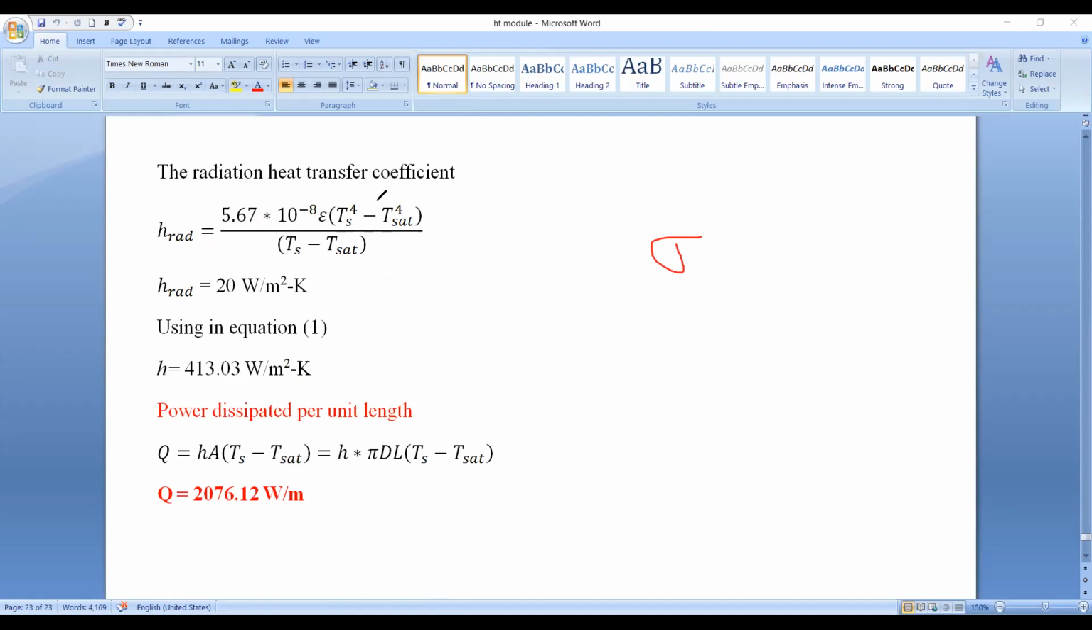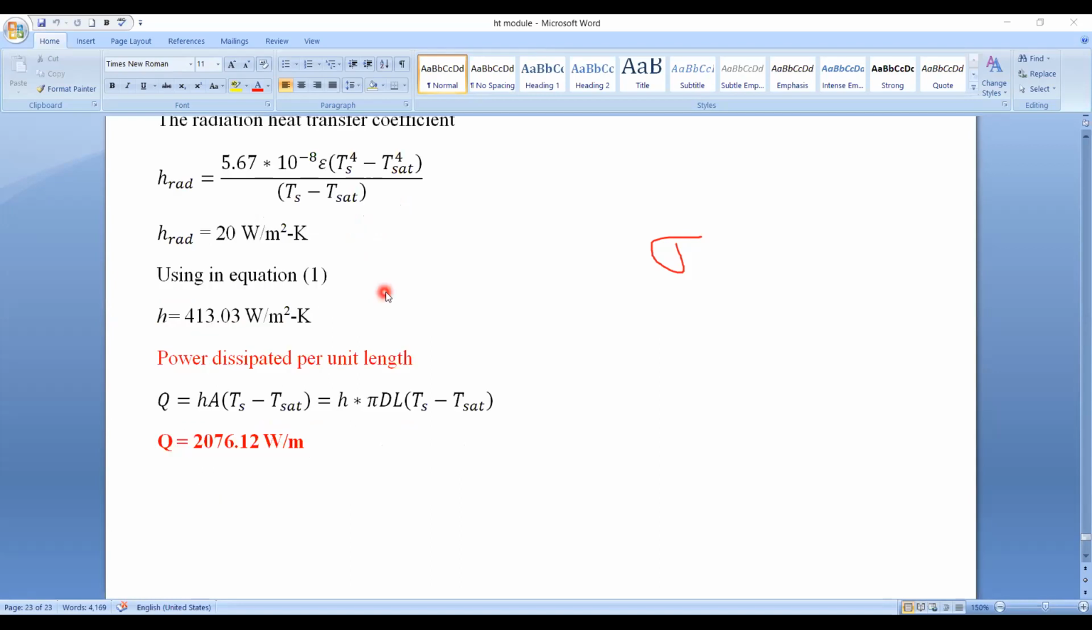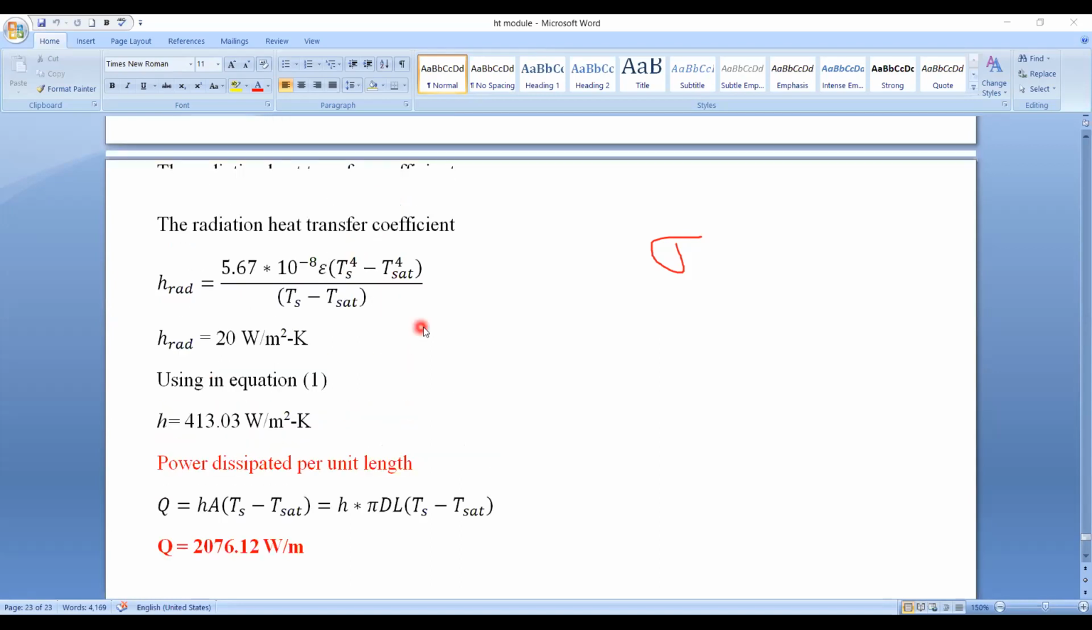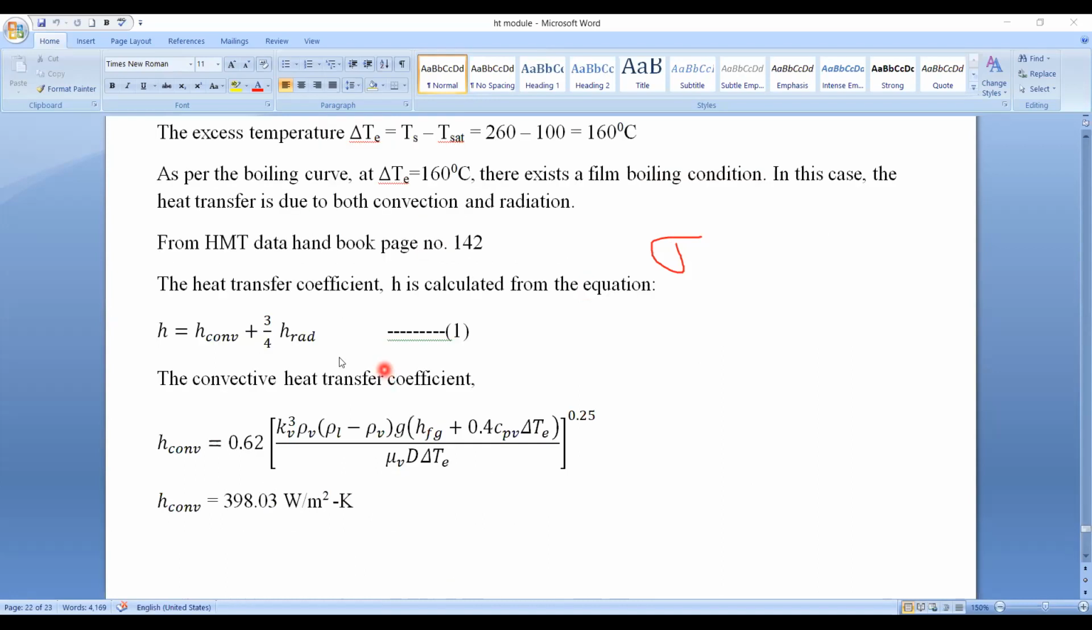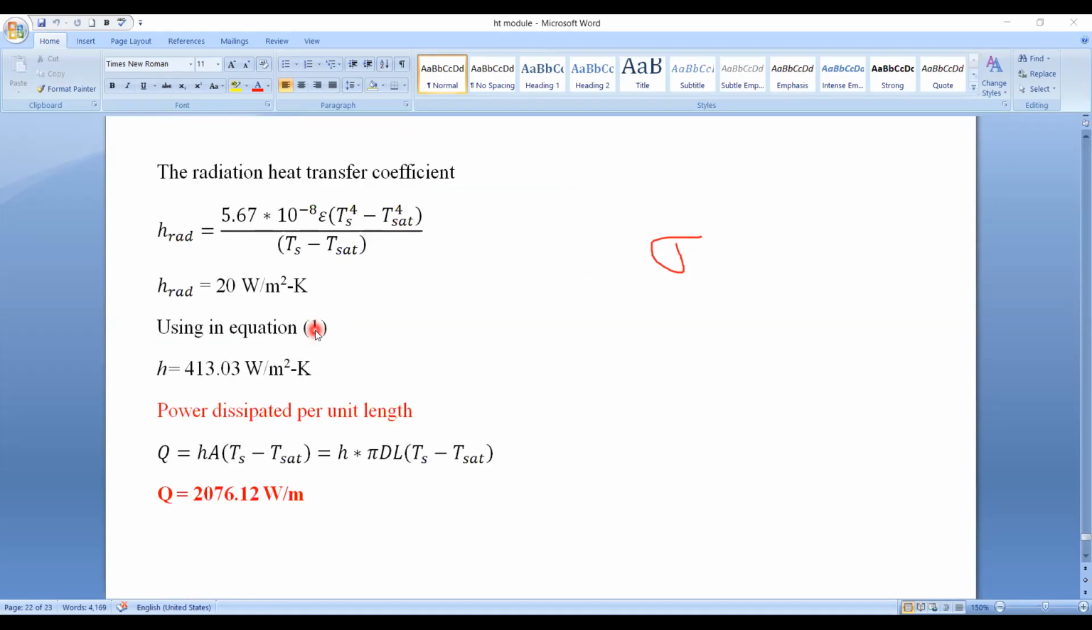Now here, as I said, T should be in terms of kelvins, because we have T to the power 4 here. So do take the temperature in kelvins. So 260 plus 273 here, and here 100 plus 273, raised to 4. And Ts minus Tsat is 160 degrees centigrade. After calculation, you will get H radiation equals 20 watt per meter square kelvin. Use these two in equation number 1 and you will get the overall value of H.